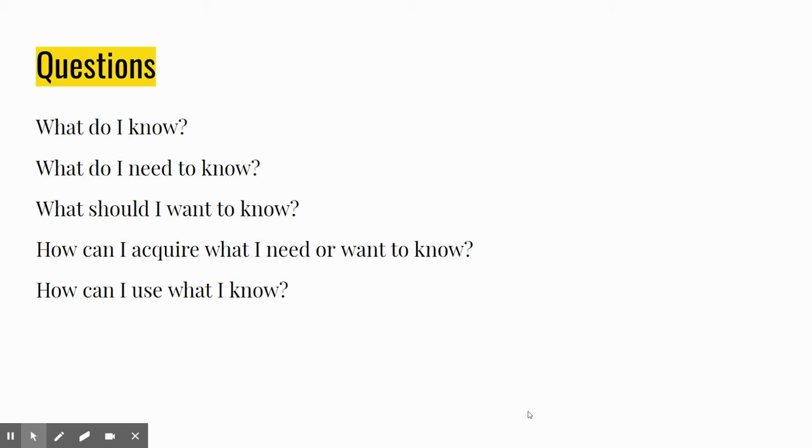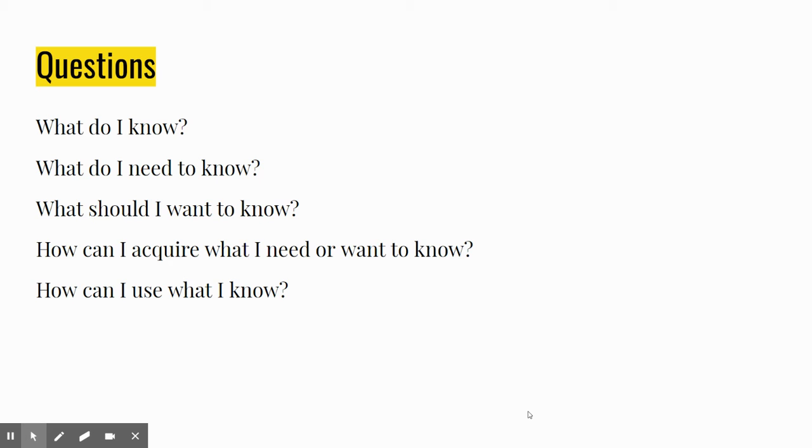So some of those questions include, what do I know? What do I need to know to complete the reading? What do I need to know to make sense of the situation I'm reading about? And that's true of fiction, and that's true of nonfiction.